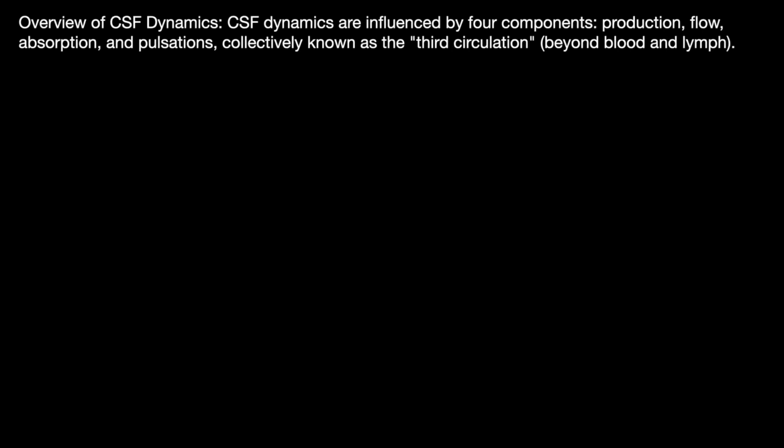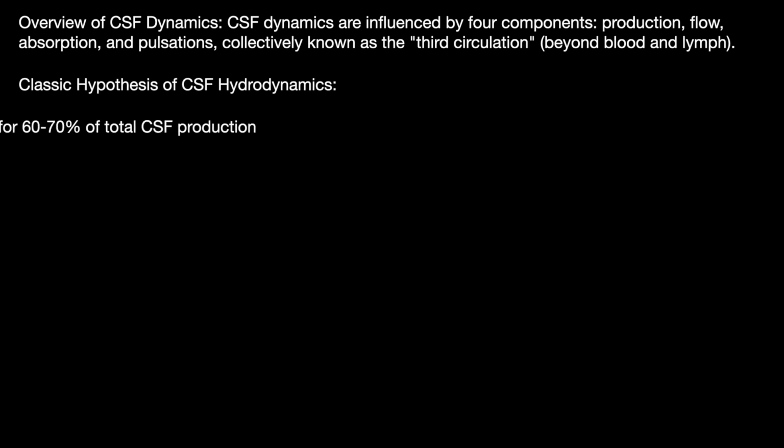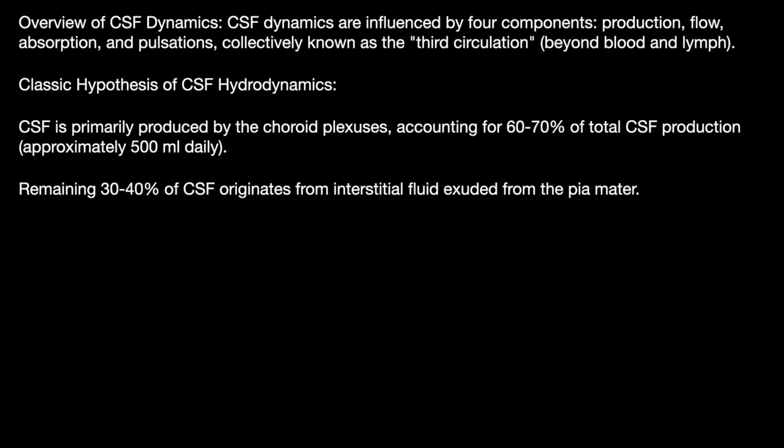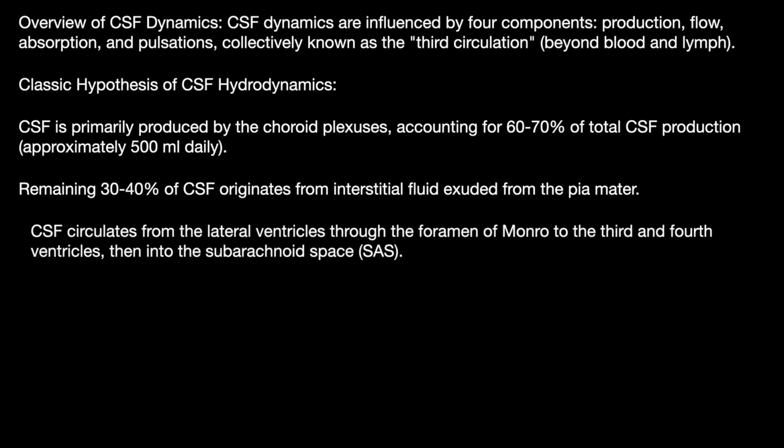Now, regarding the physiology, CSF dynamics are influenced by four components, that is production, flow, absorption and pulsation, collectively called the third circulation. The classic hypothesis of CSF hydrodynamics is that CSF is produced from the choroid plexus, around 500 ml. The remaining 30-40% of the CSF is produced from the interstitial fluid which exudes from the diaphragm.